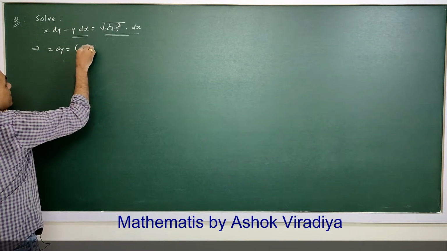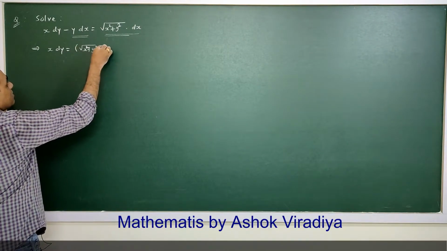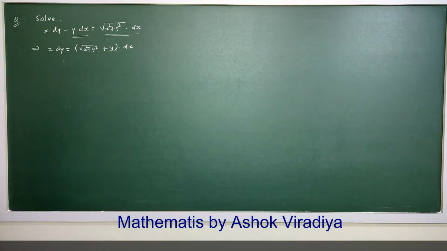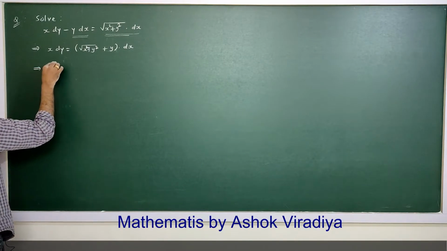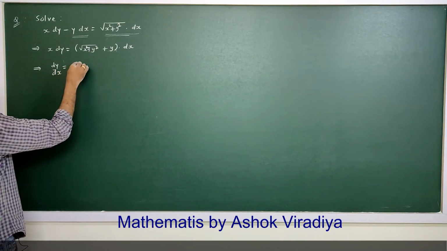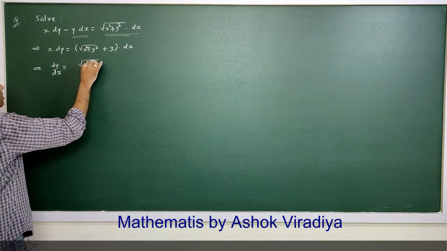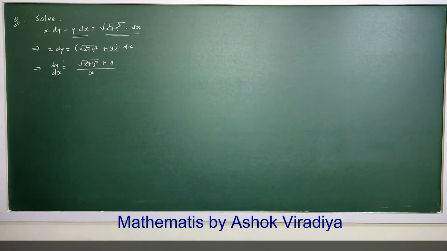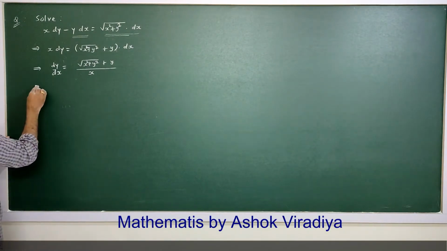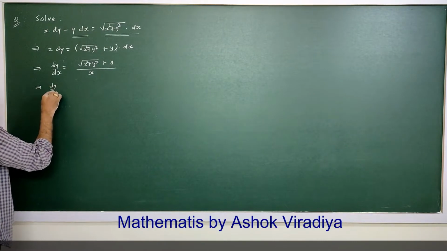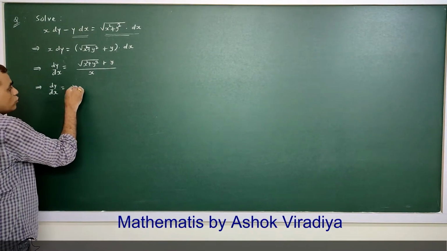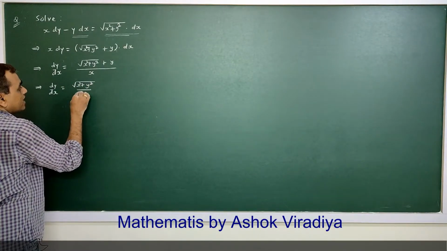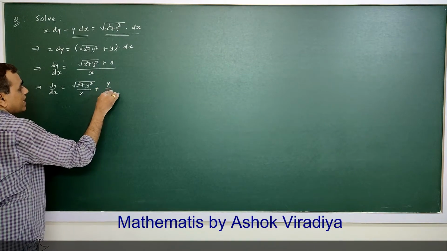root x square plus y square plus y into dx. Then dy by dx is equal to root x square plus y square plus y upon x. Now simplifying this, dy by dx equal to root x square plus y square upon x plus y upon x.